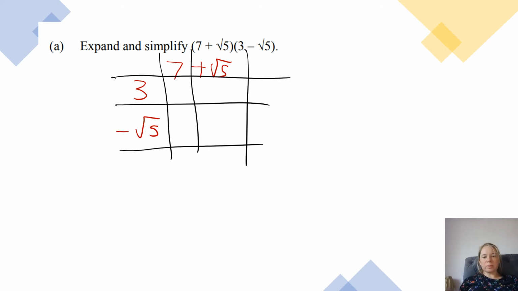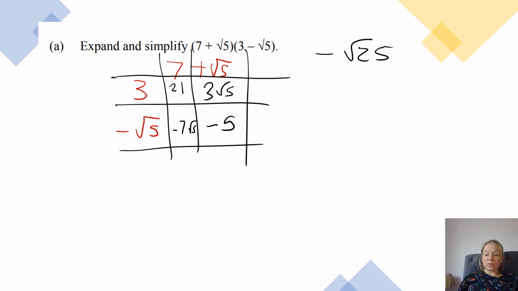So you can do it like this because you're timesing everything in the first bracket by everything in the second bracket. So 7 times 3 gets you 21, and then 7 times minus root 5, minus 7 root 5, and then 3 times root 5, 3 root 5, root 5 times minus root 5 gives you minus 5. That's because you end up with minus root 25, and root 25 is just 5. You're squaring, so you're undoing the root here. That will always happen when you've got two roots of the same base. You'll always end up getting rid of that.